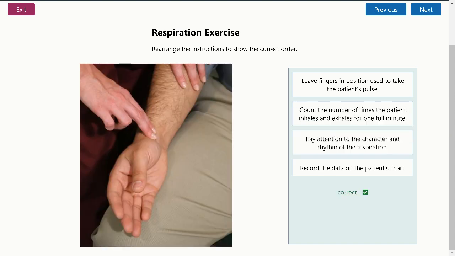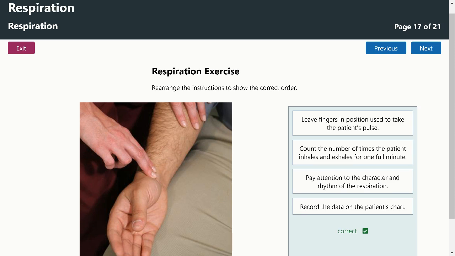Right. So you'll leave the fingers in the position used to take the patient's pulse. You're going to count the number of times the patient inhales and exhales for 1 full minute. You're going to pay attention to the character and rhythm of the respiration, and you're going to put what you get in the patient's chart.